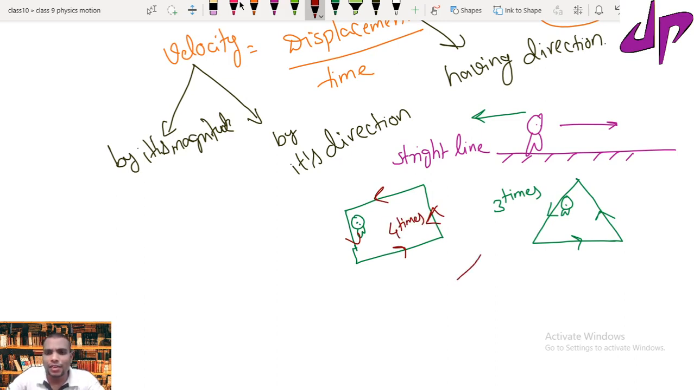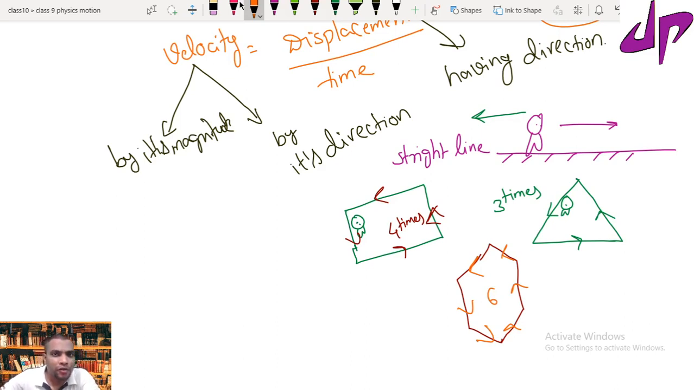Like that, if we change the track shape, not the object, the track shape, now it is a hexagon, 6 sides. How many times should I change my direction here? I need to change 6 times because it has 6 sides.